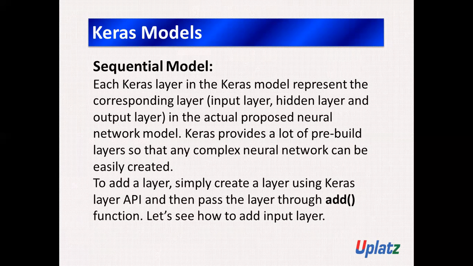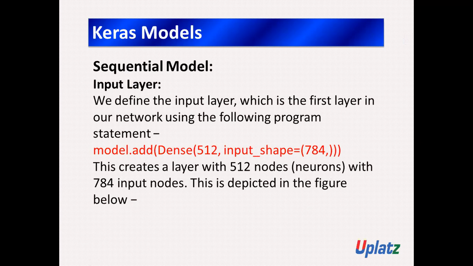Keras provides a lot of pre-built layers so that any complex neural network can be easily created. To add a layer, simply create a layer using the Keras layer API and then pass the layer through the add function. Let me show you how to add the input layer. The first thing we need to add is the input layer. We define the input layer, which is the first layer in our network, using the following program statement.